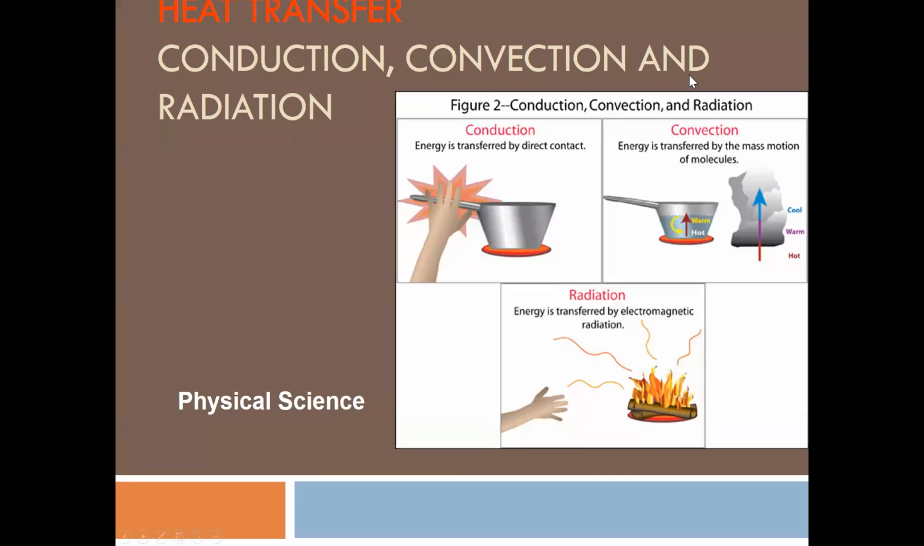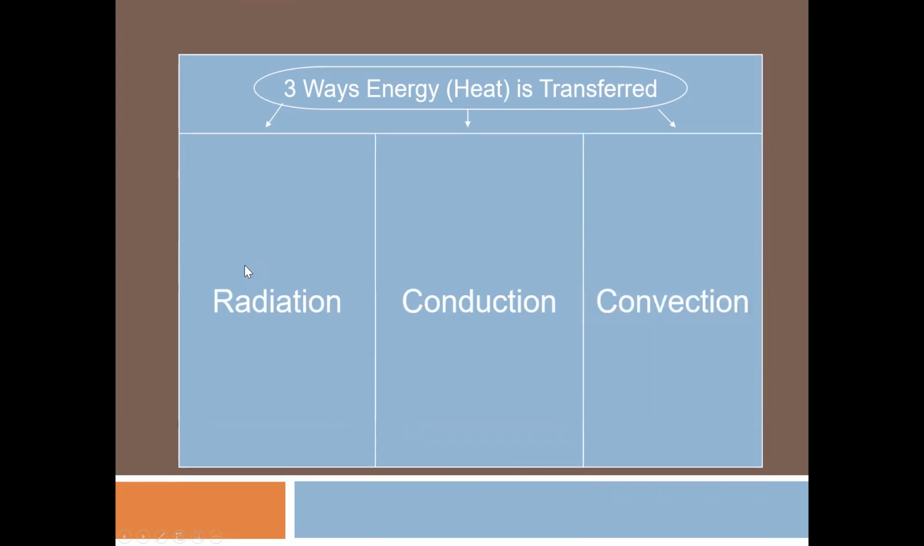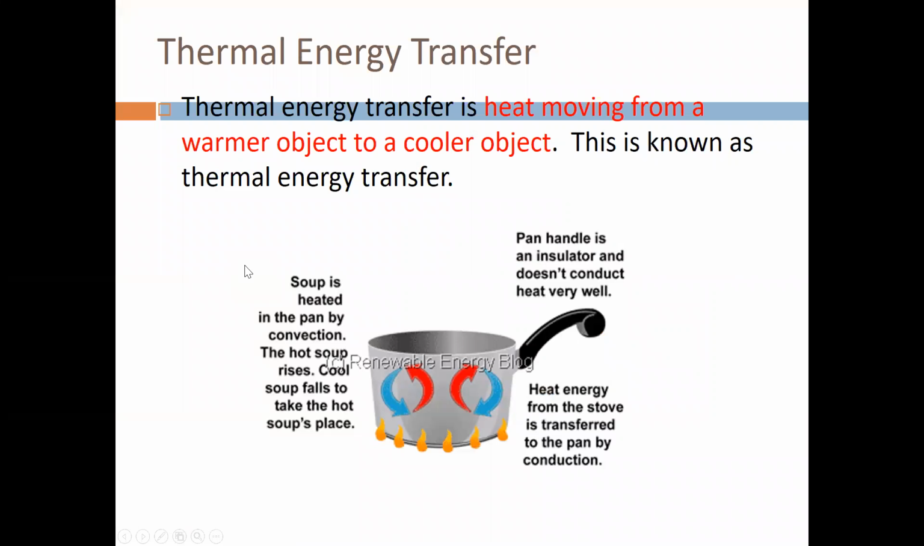All right, so today we're going to learn about conduction, convection, and radiation. I think you should be able to see it all on your screen. Conduction, convection, and radiation are the three ways heat can be transferred. Thermal energy, once again, heat flows from warmer to cooler. It does not flow from cold to hot unless work is involved.